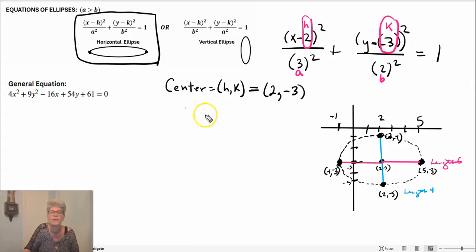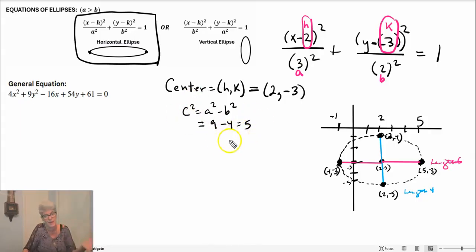So C, let me do this in black. C squared is A squared minus B squared, always for an ellipse. And so A squared is 9, B squared is 4. And so if I take square roots of both sides, and C is a positive number because I'm talking about length, about distance, it's going to be the square root of 5, which is going to be a little bit more than the square root of 4, which is 2. So that's going to be a little bit more than 2 units.